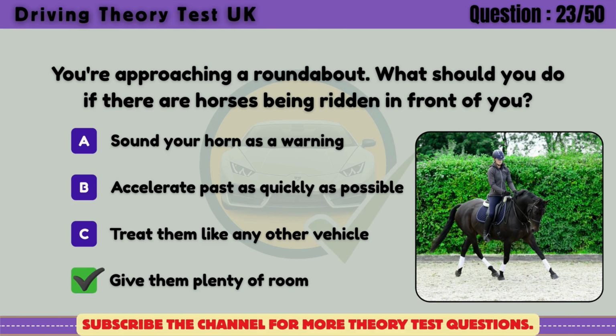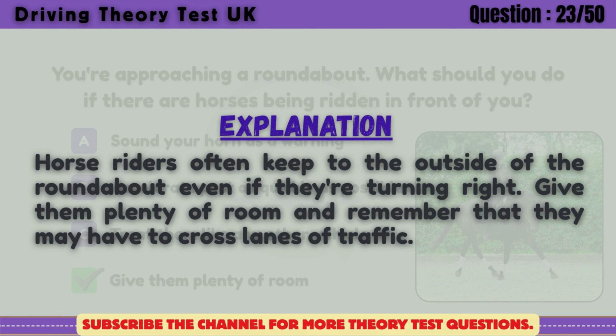Answer is D. Give them plenty of room. Horse riders often keep to the outside of the roundabout even if they're turning right. Give them plenty of room and remember that they may have to cross lanes of traffic.